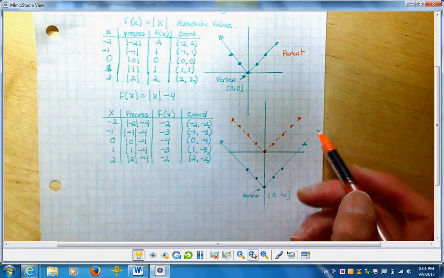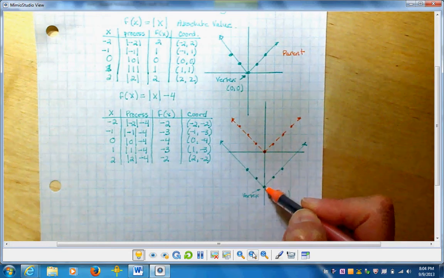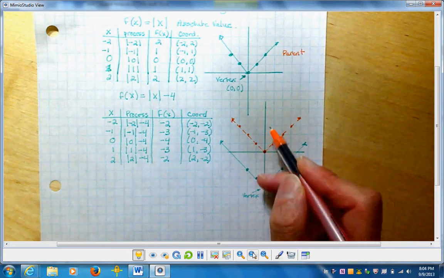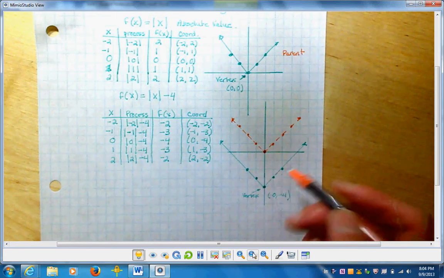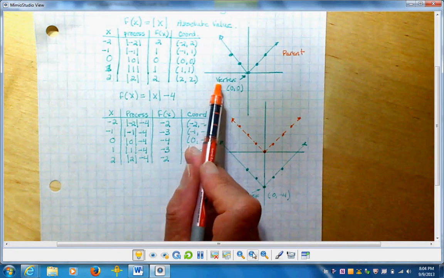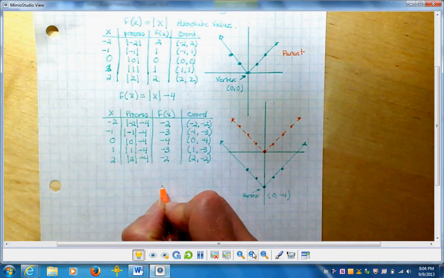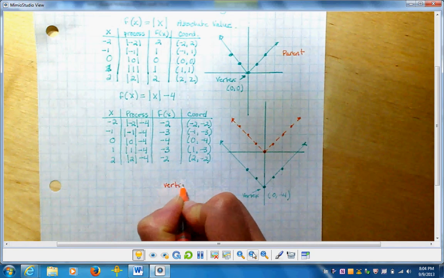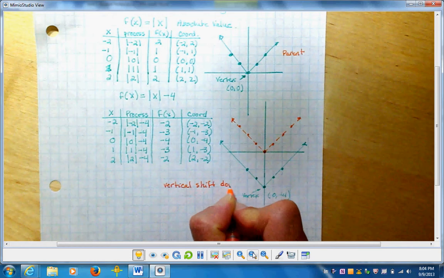So we can see here that this function went down. So it went down 4 units, a vertical shift down. So that's the difference between our new function and our parent function. So I would write vertical shift down.